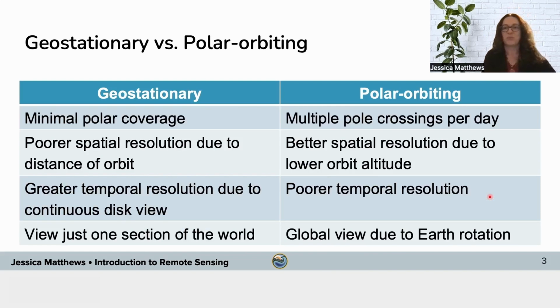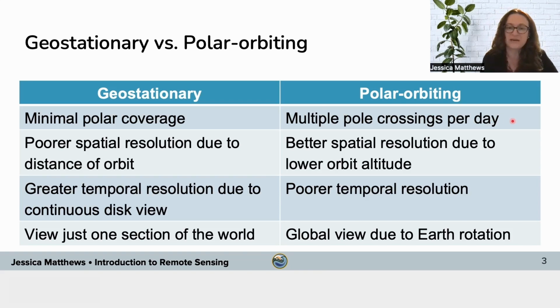Just to describe a little bit more about the differences between these two types of missions, this chart summarizes maybe not so much pros and cons, but advantages of one versus the other. As you can imagine, given the position of the geostationary satellites, they really have minimal polar coverage. So if the application that you're interested in has to do with data over the poles, the geostationary platform may not be appropriate for your application.